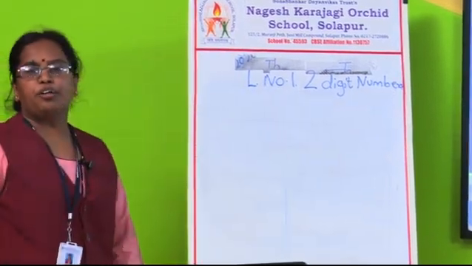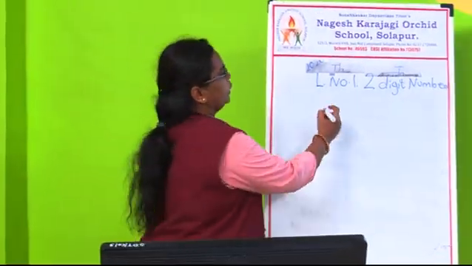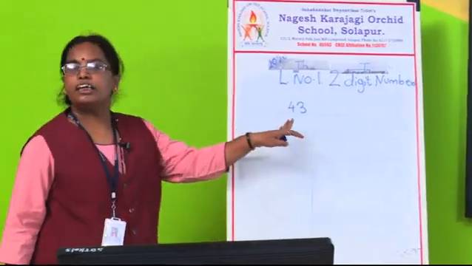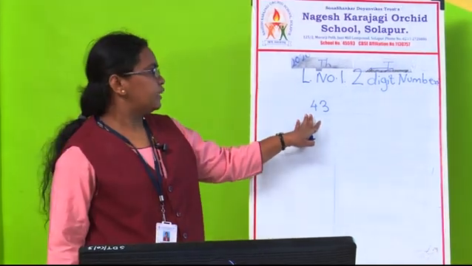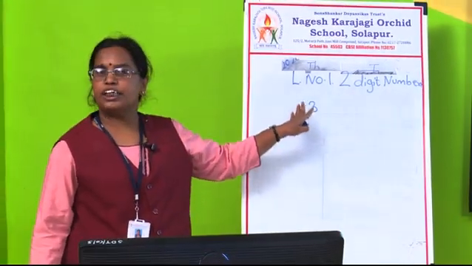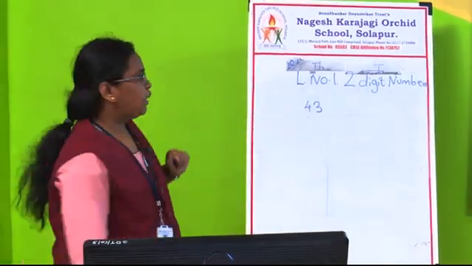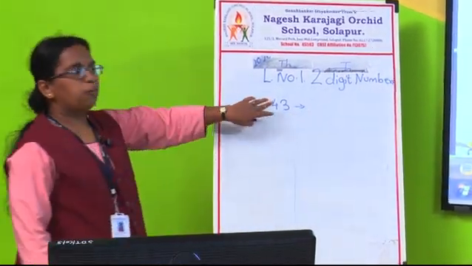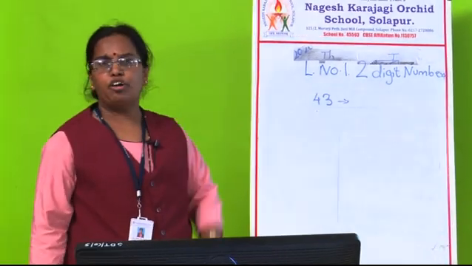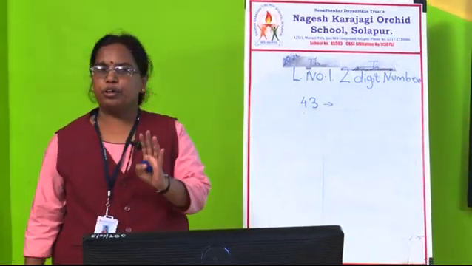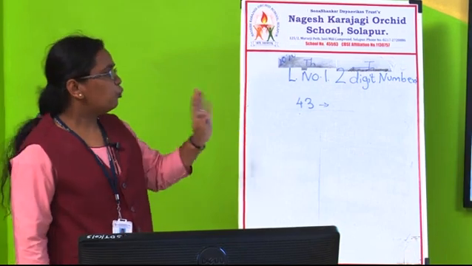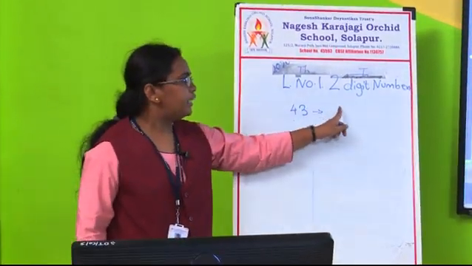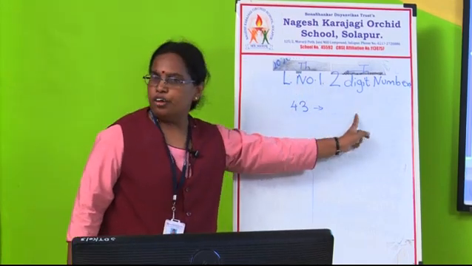So children, can you tell me what is this? 43. Yes, 43. This is 1 digit or 2 digit? Yes, very good. This is a 2-digit number. Now, if I ask you to write in tens and ones, how will you write? Generally in UKG and first standard, you have studied tens and units, where 4 you write in tens and 3 you write in ones.